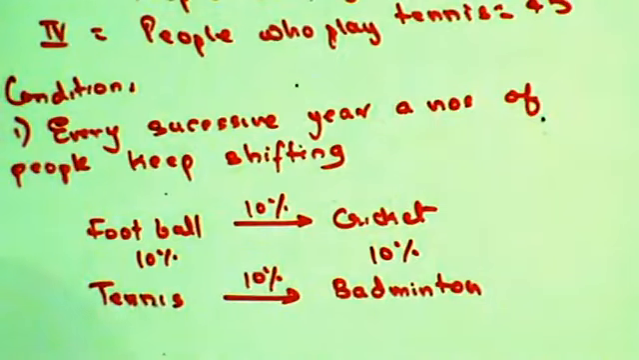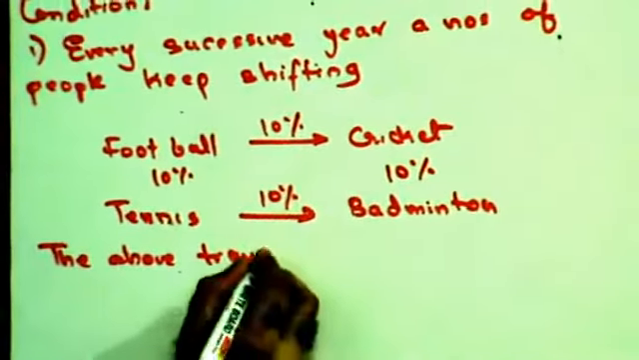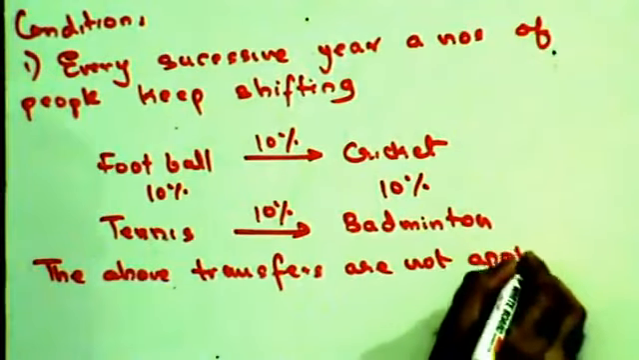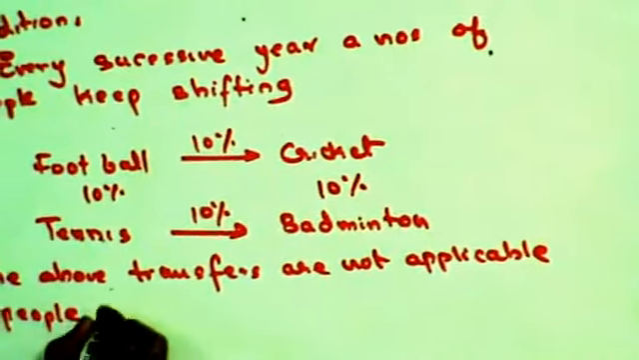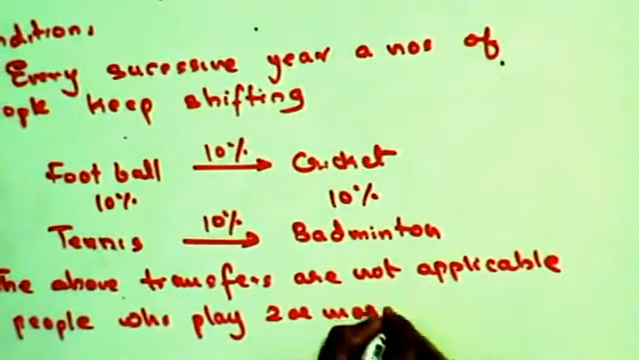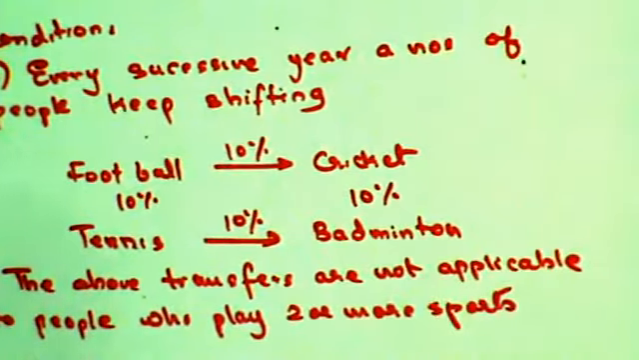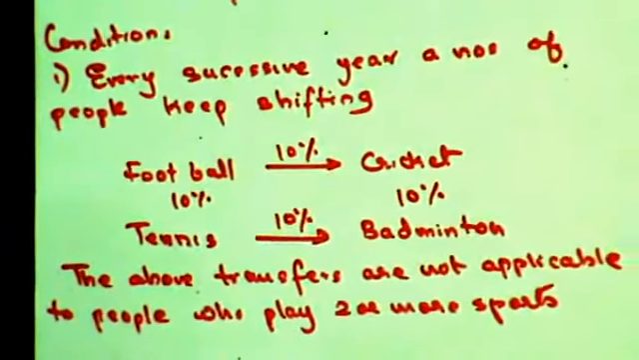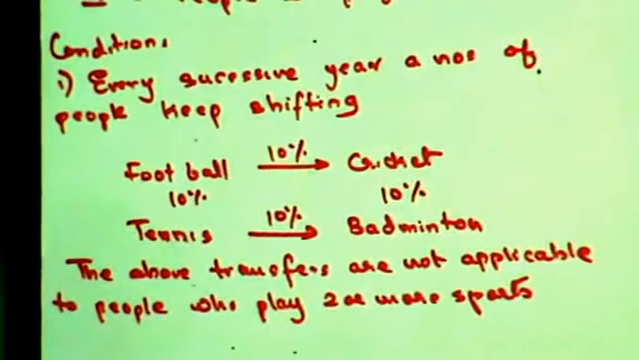So the above transfers are not applicable to people who play 2 or more sports. For people who play 2 or more sports, the transfer takes place in percentage as compared to the strength of the previous year.